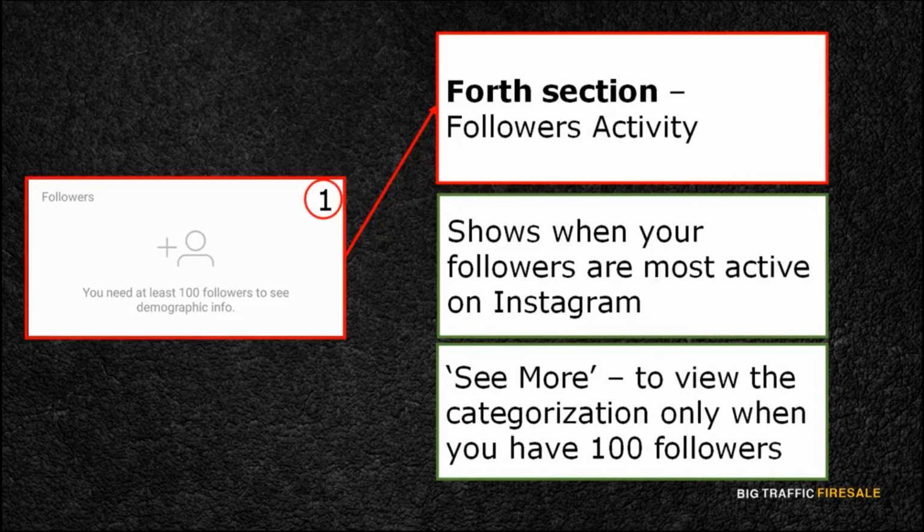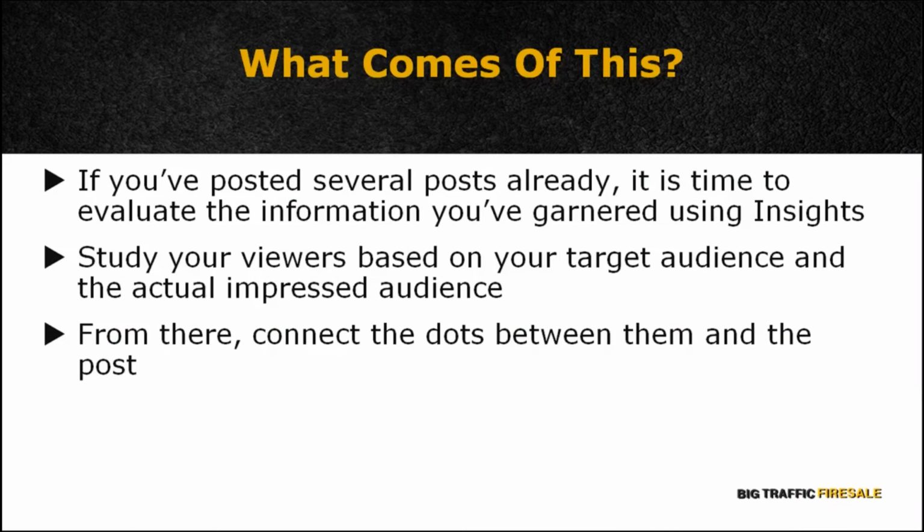The last section is the Followers Activity. This bar chart shows you when your followers are most active on Instagram. You can even tap See More icon to view the categorization. You have information of your followers' gender, age, and even location. Plus, you have a bar chart of probability on when your users are most likely to log in hourly and, of course, daily. So, what comes after all this information?